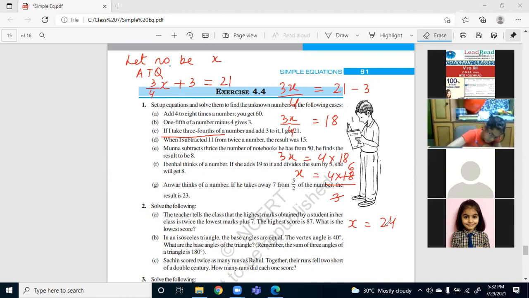So this is how you need to do it. When you move +3 to the other side, it will be -3. So 21 minus 3 is 18. When you move 4 to the other side, it will be in multiplication. And if you move 3 to the other side, it will be in division. So just cut it, 3 sixes are 18. So 4 into 6 is 24.